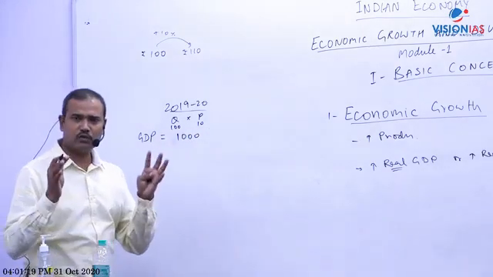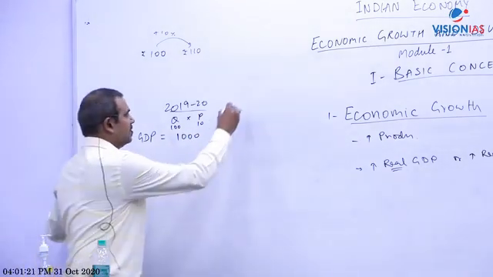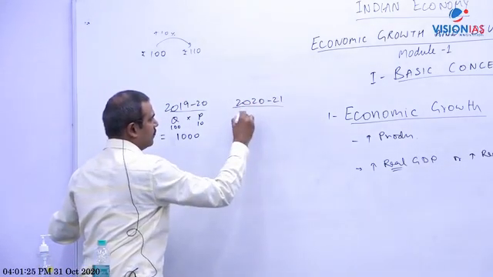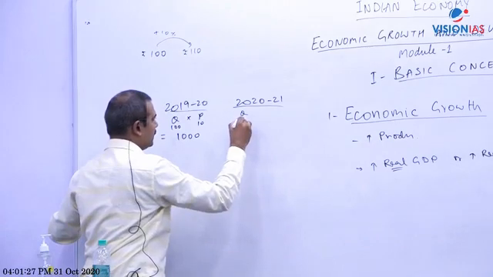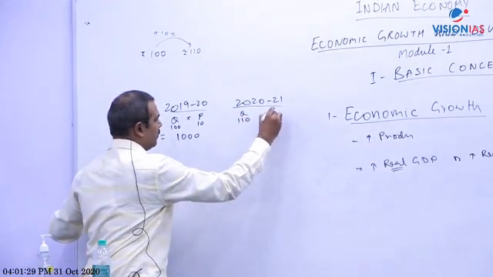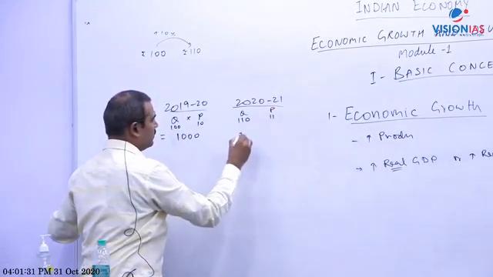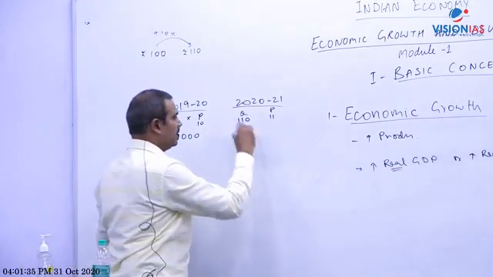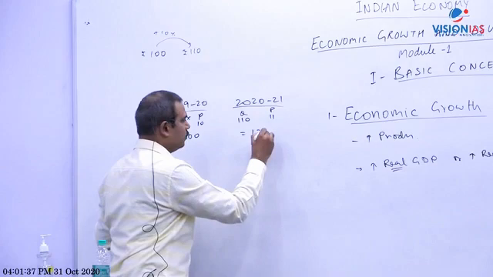GDP is the value of goods produced in a year. Next year, in 2020-21, quantity produced increased to 110 and price increased to 11. So how much will be GDP this year? 11 into 110, it will be 1210.